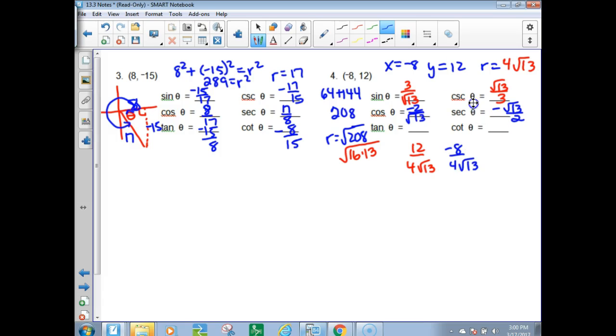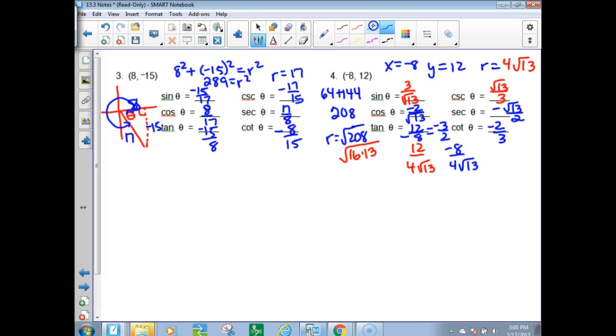Okay, and then the tangent, oh, that's going to be simple because that's going to be y over x, 12 over negative 8. And I'm going to simplify that right now by reducing, dividing by 4 top and bottom, we get negative 3 halves. So the cotangent would be negative 2/3.